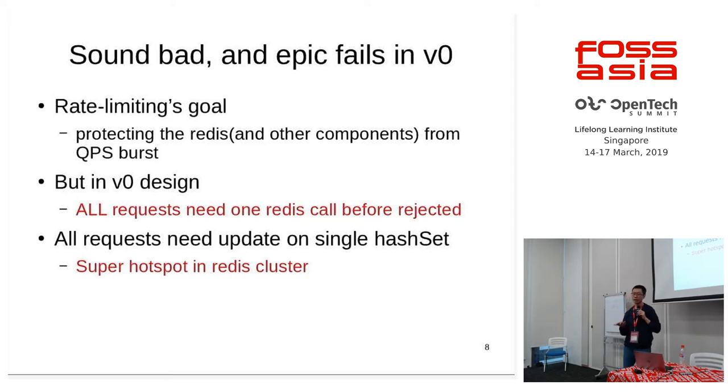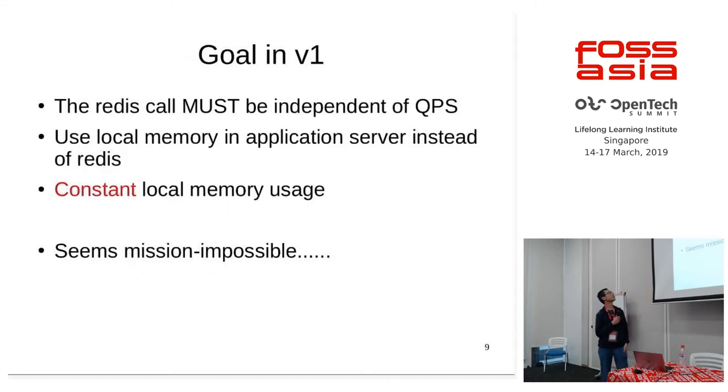Although in the Redis cluster, others will be normal, the node that stores the hashtag will be overwhelmed with a lot of traffic and cause an outage. And this is the V1 approach that we are currently using.